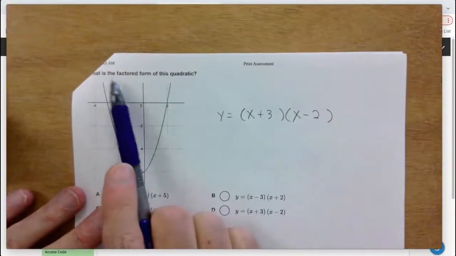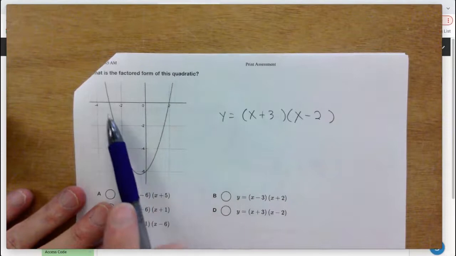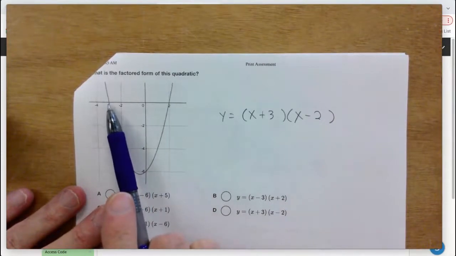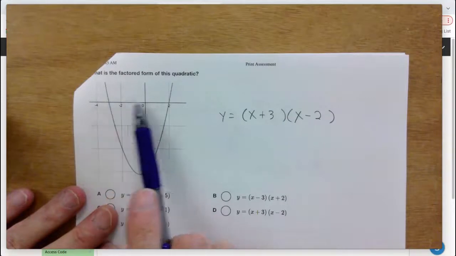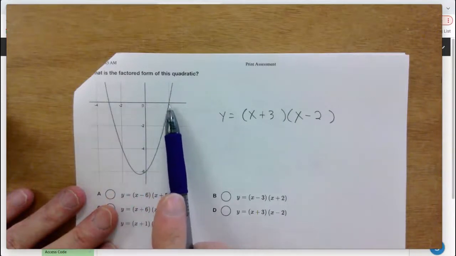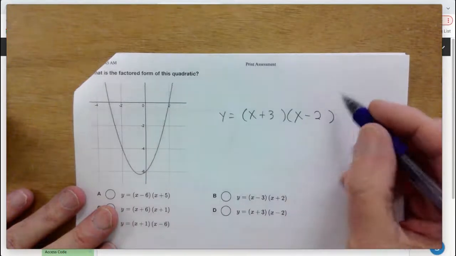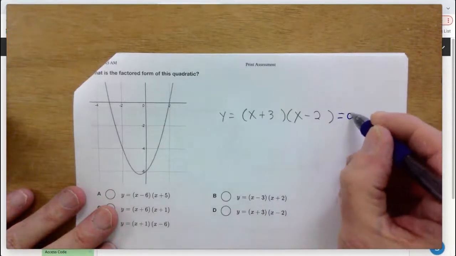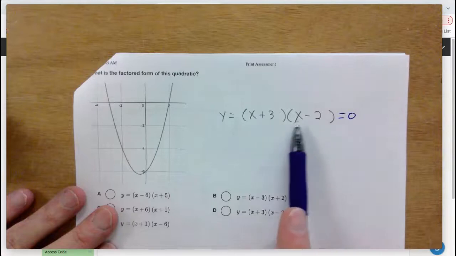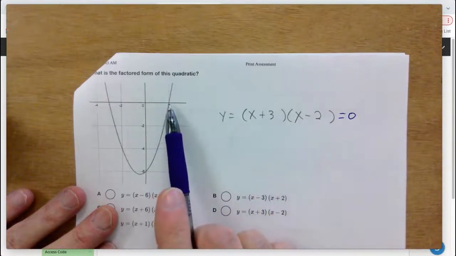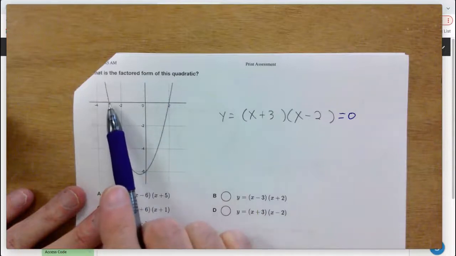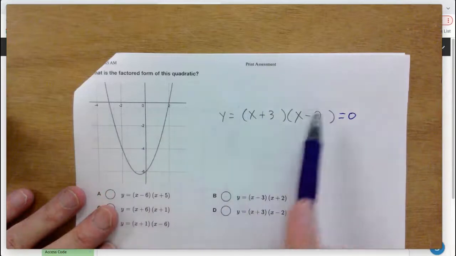Guys, what's the factored form of this quadratic? Easy. Just look at the intercepts. That one is -3, so it's x plus 3. That one is +2, so it's x minus 2. Again, because in order to make this 0, x has to be 2. That's where x is 2 and y is 0, right there. And that's where x is -3 and y is 0. That's why we do it like that.